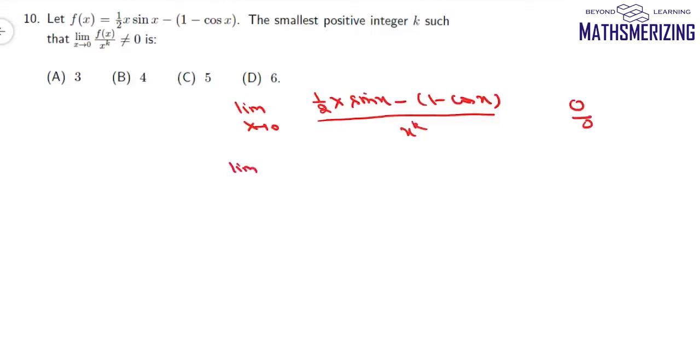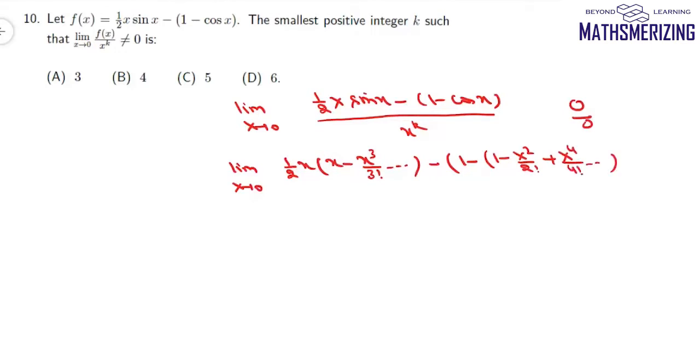So I'll write limit x tends to 0, and this is 1 by 2x, then expansion of sin x will be x minus x cube upon factorial 3, and then minus, this is 1 minus, and here will be 1 minus x square upon factorial 2 plus x to the power 4 upon factorial 4, upon x to the power k. Now in the numerator, this 1 and 1 will get cancelled, and then x square by 2 and x square by 2 will also get cancelled.